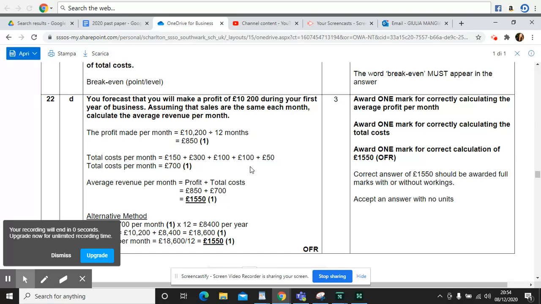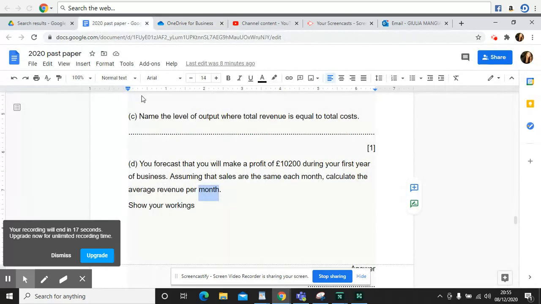Then we have to sub in the formula. The average revenue per month is going to be equal to the profit plus the total costs. If you wanted, you could have put that profit is equal to X minus total costs, and then plugged in the number and found X. I don't know how you want to do it, but of course the revenue is going to be the profit plus the cost, so that's the answer. That would have been 3 marks.